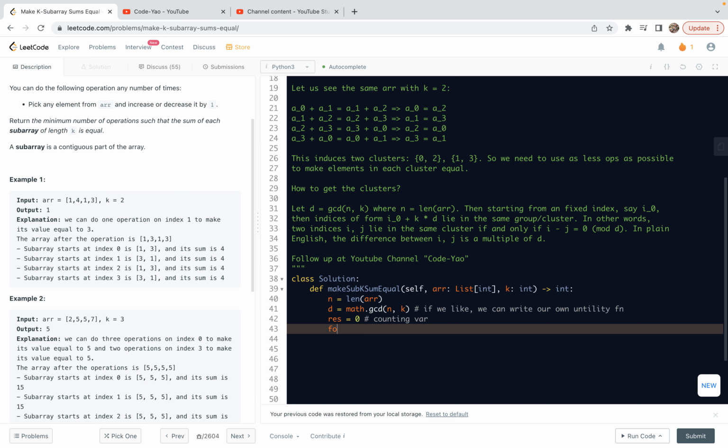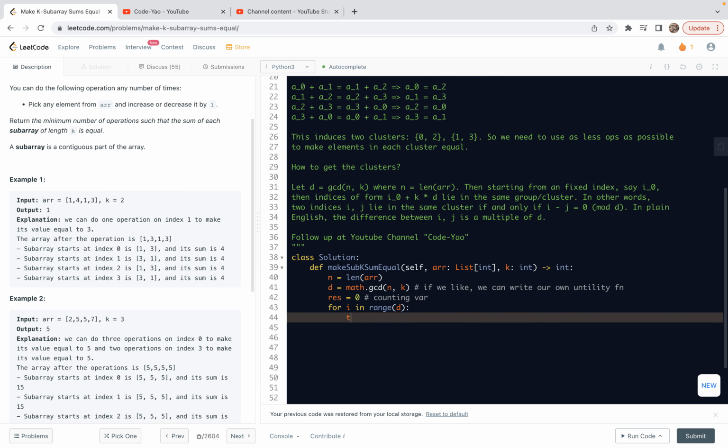And then we're going to do iteration. So for i in range d, we're going to get the corresponding clusters. Basically array g, for g in range, we can start from i and end at index n minus 1, so we write n here. We can pass a step variable, so we pass the step d.